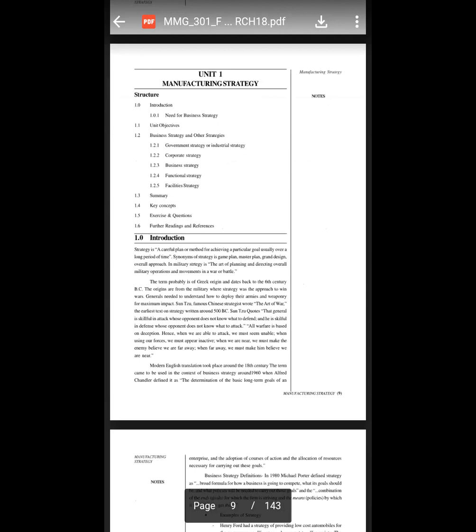In manufacturing strategy we are going to study the introduction part. First one is the need for business study. What is the need for business study that we are going to study in the introduction part? First of all, we need to know what we mean by strategy. Actually, strategy is a careful plan. Strategy is a kind of plan.